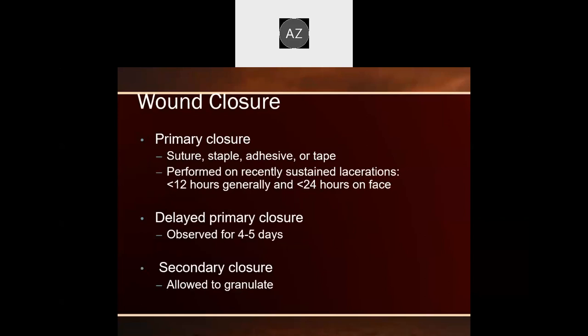And then secondary closure. These you need to allow to granulate. We're going to see what granulation tissue is. And then after that, you need to close it.